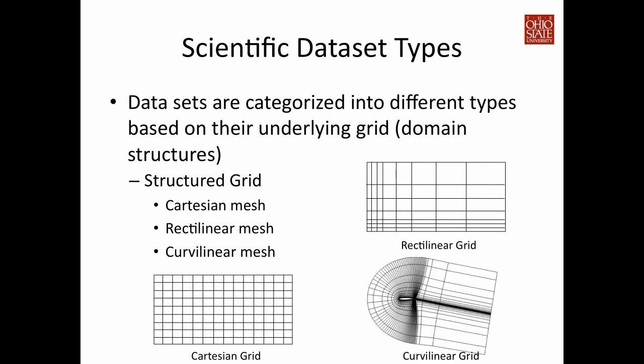For curvilinear grids, the grid lines are warped around the object, although each grid point and cell can still be indexed by their IJK integer coordinates. This type of grid is typically used for computational fluid dynamics applications.